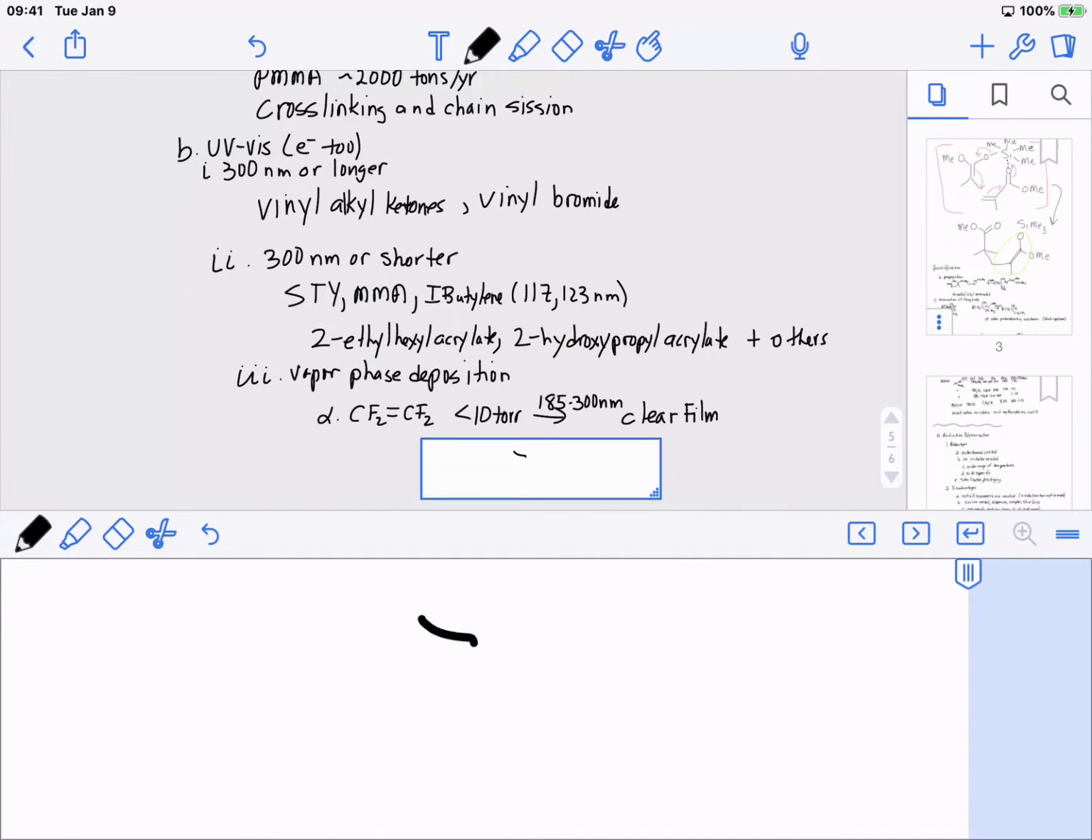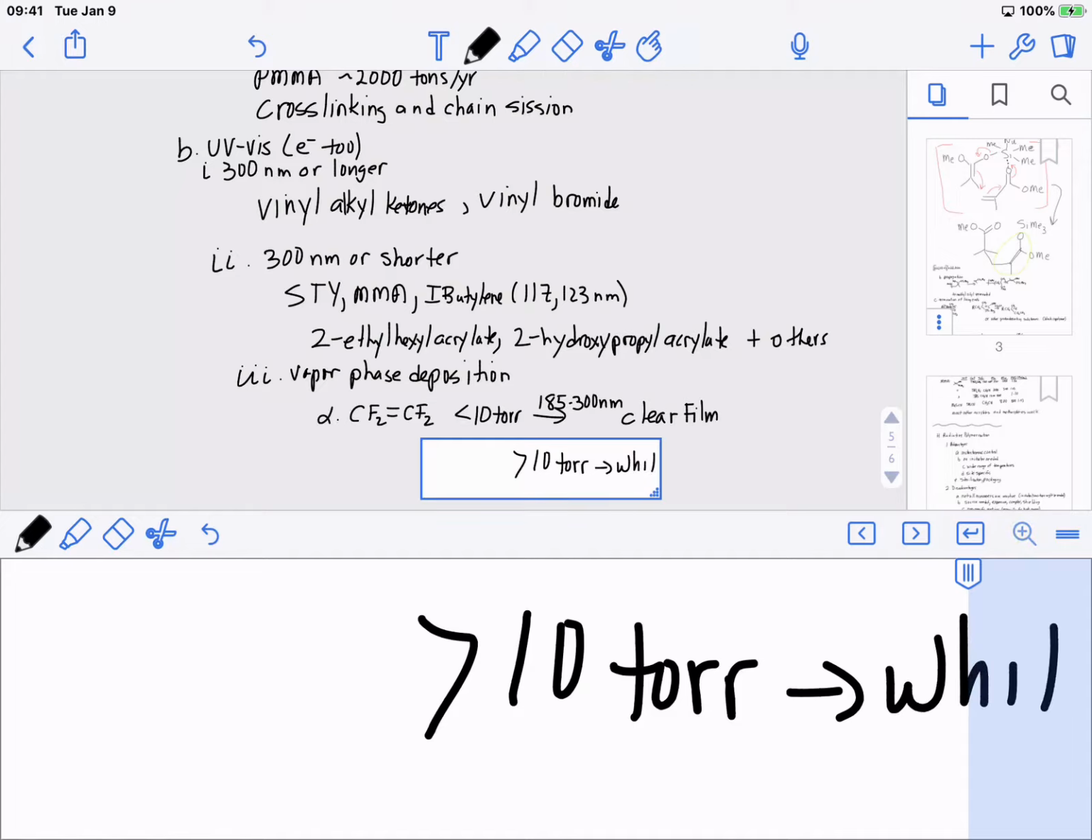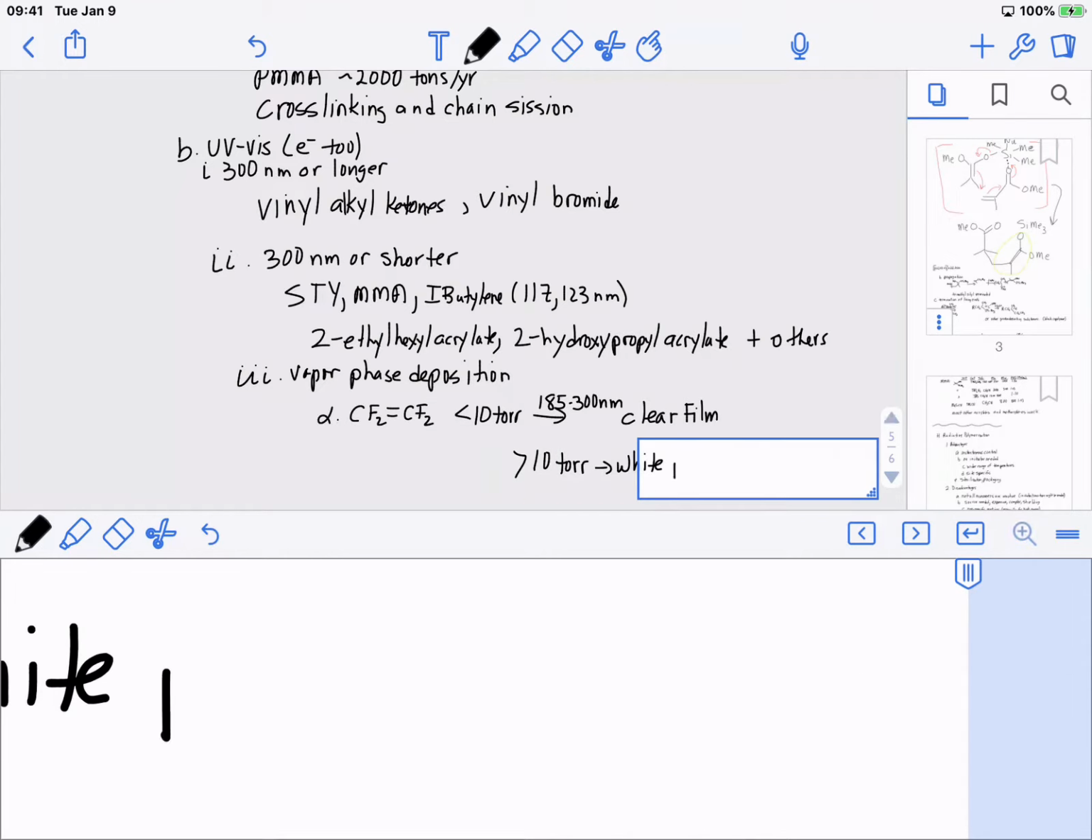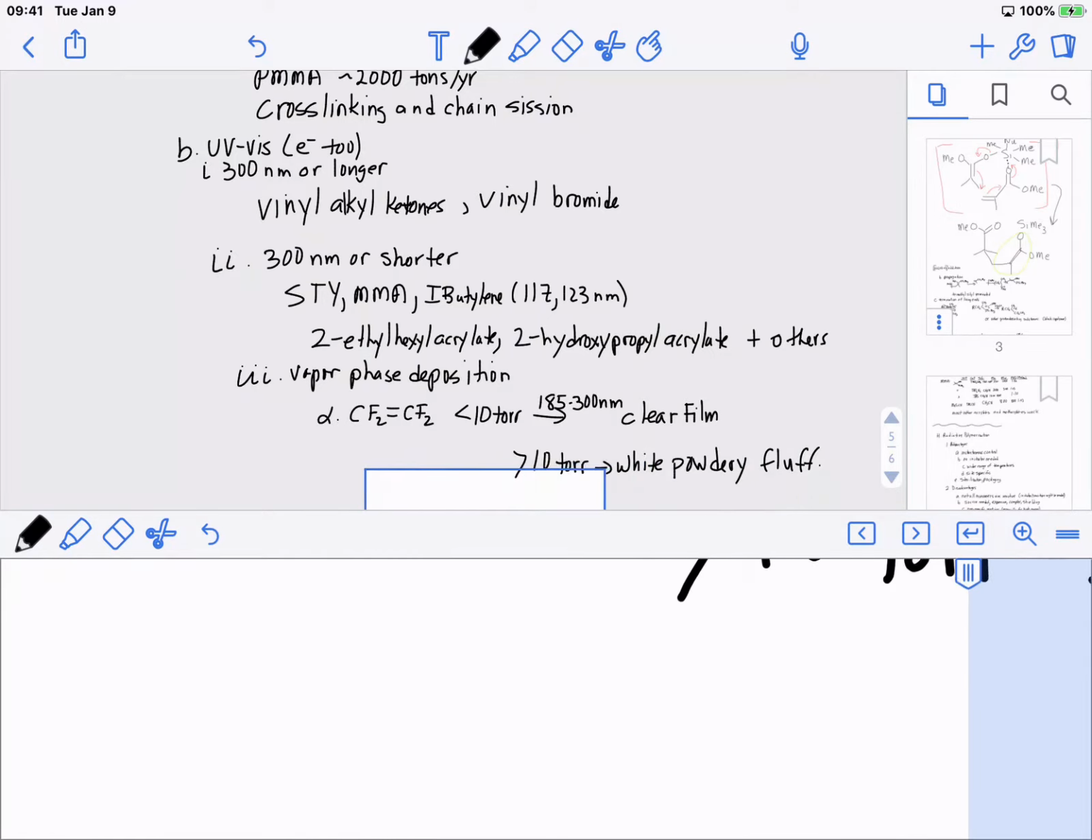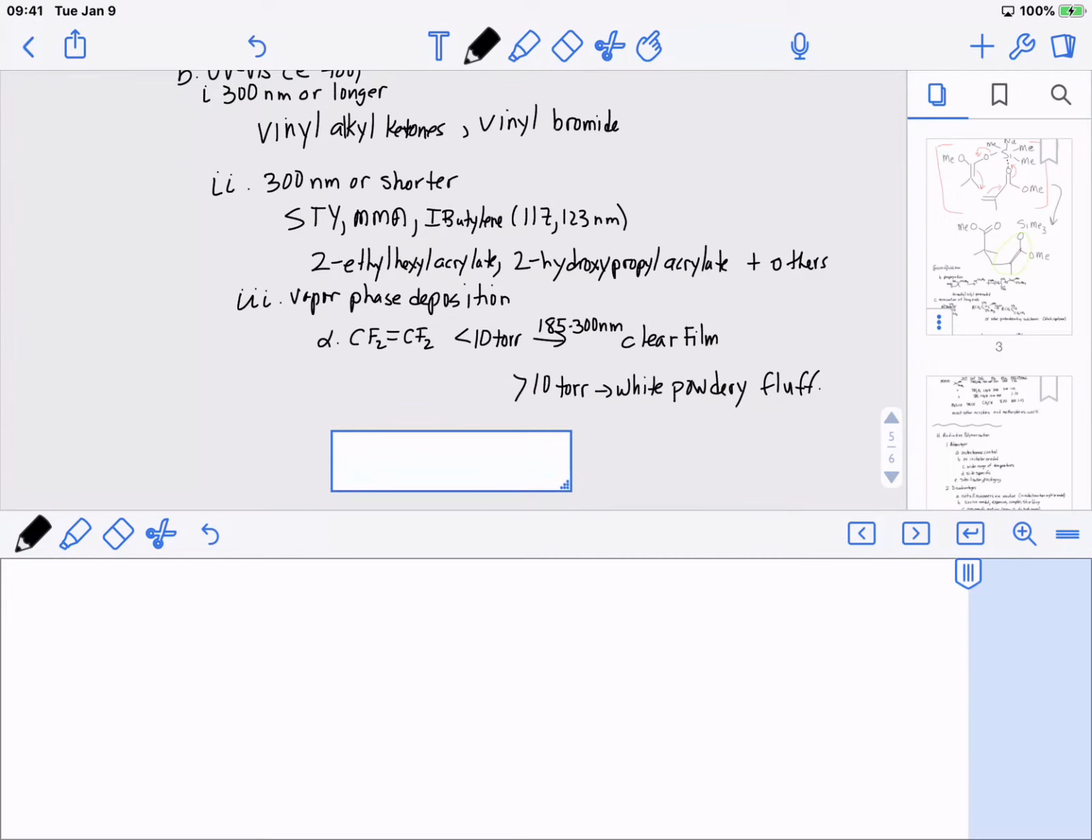If you have greater than 10 torr, you get a white, powdery fluff. And that material contains CF3 groups and has different properties than Teflon because with the irradiation, there is some rearrangement.